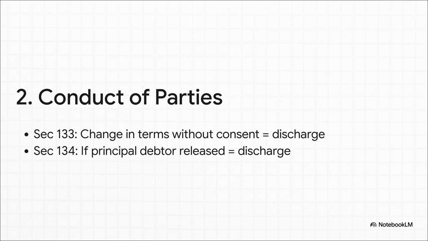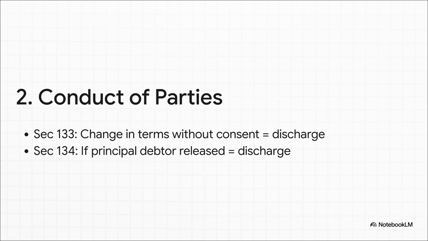2. By conduct of parties. Variance in terms, Section 133. Any change in contract without surety's consent leads to discharge. Release of principal debtor, Section 134. If debtor is released, surety is discharged.